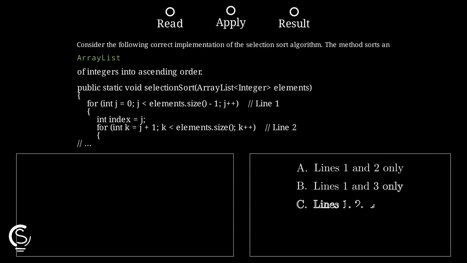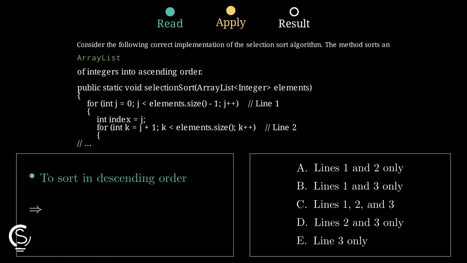Look at the code structure carefully. Lines 1 and 2 are loop headers that control how many times we iterate through the list and which elements we are currently comparing together. Line 3 is the actual comparison where the code decides if a swap is needed. To reverse the sort order, we only need to change the comparison logic in that specific line.